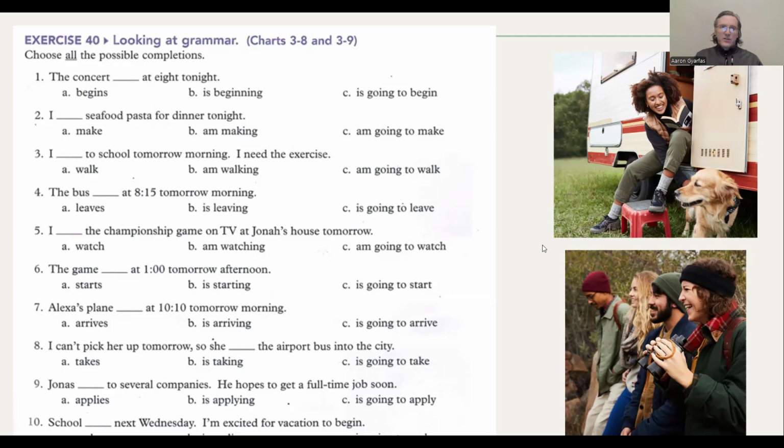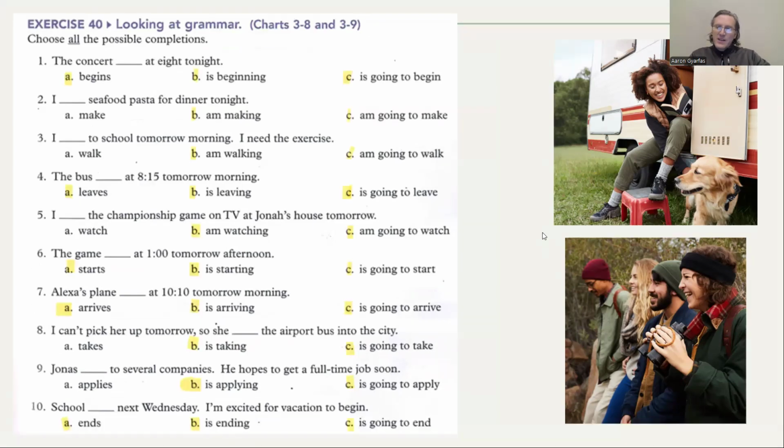All right, let's check our answers. So we said number one, all three are correct. It's on a timetable. If you look at number four, the bus. Number six, the game. Number seven is a plane, an airplane. And number 10 is a school schedule. So all of those are definite schedules, definite timetables. So 1, 4, 6, 7, and 10 can be used with A, B, and C.